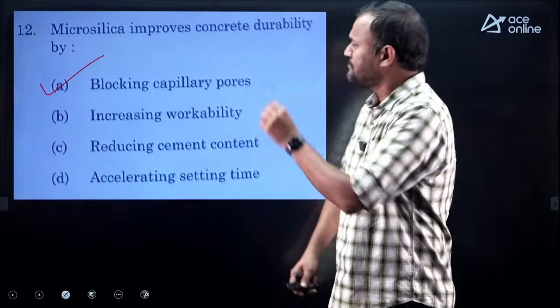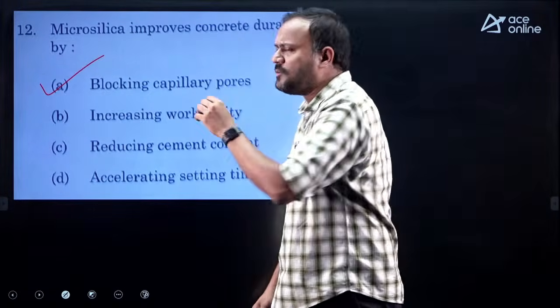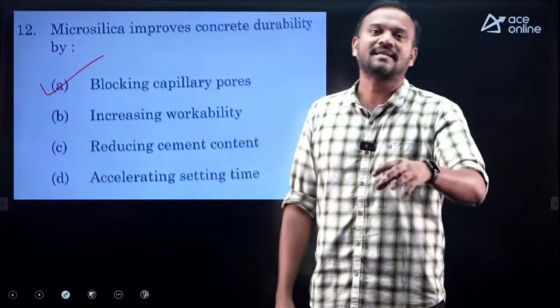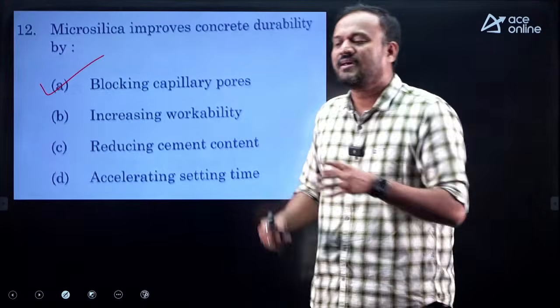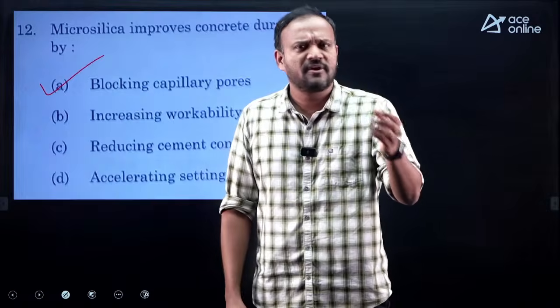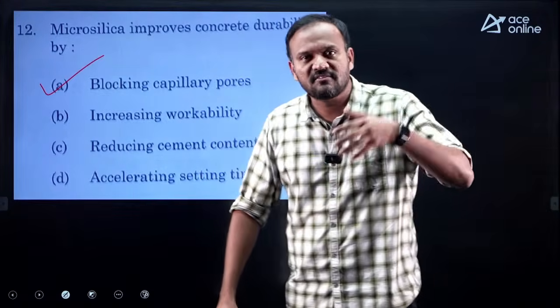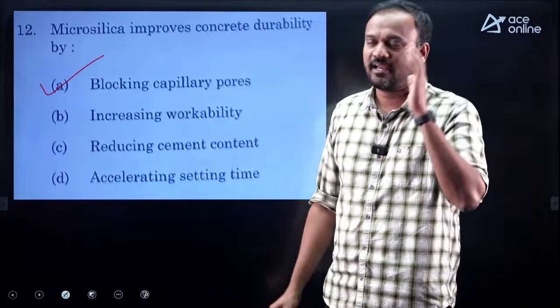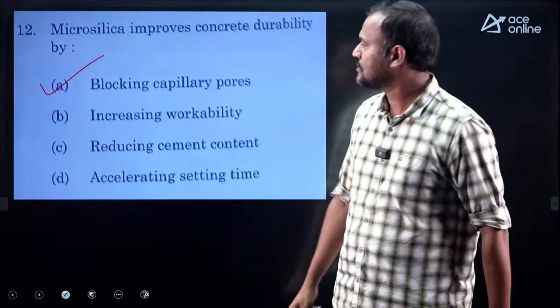Now, as the capillary pores are reduced, it is difficult for chemical attack to happen, because for chemical attack, maybe sulfates, maybe chlorides, they need to pass through the pores. This microsilica is obstructing that, hence durability increases.